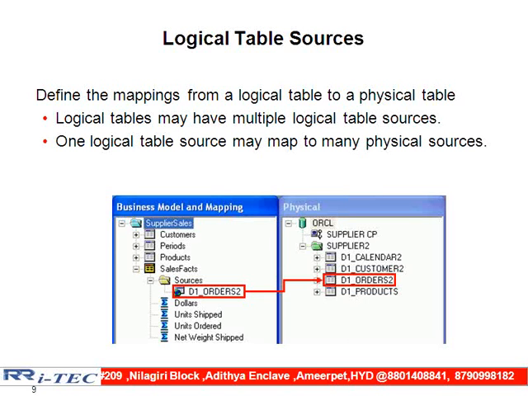One business model may have a number of databases. One logical table may have a number of physical tables. One logical table source may have a number of physical tables. One logical column may map to a number of physical columns. There is a thumb rule: one object here maps with n number of objects in the physical layer.